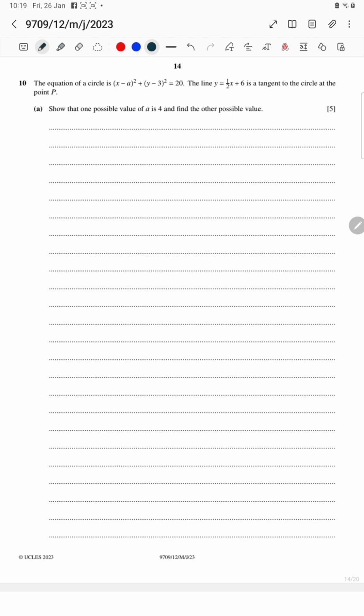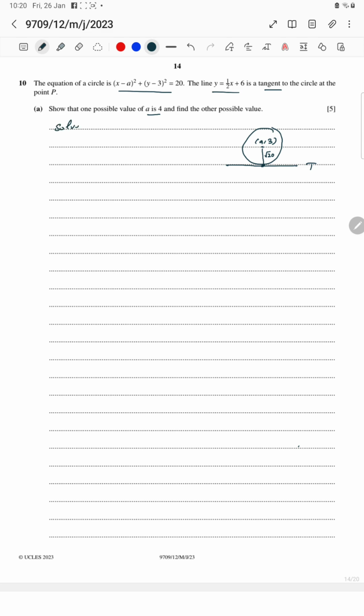Okay guys, here it is given the equation of a circle. This one, the line, is a tangent to the circle. It means the circle and the line are tangent, like here, passing through one point. The circle has center (a, 3) with radius square root 20, right? Given this, show that one possible value of a is 4 and find the other possible values. Okay, we have to solve this because they are intersecting and tangent, so we need to simplify it.